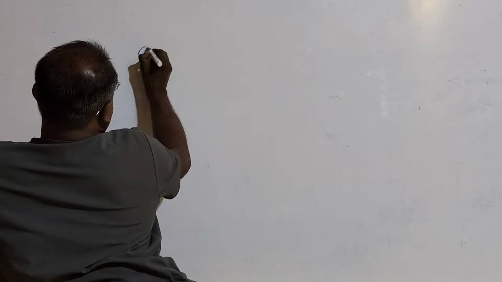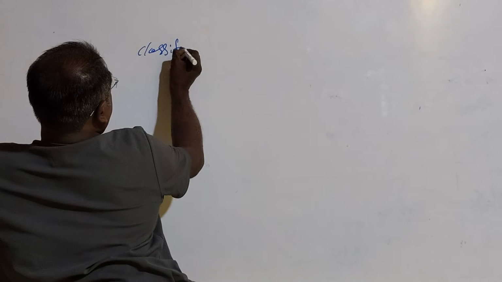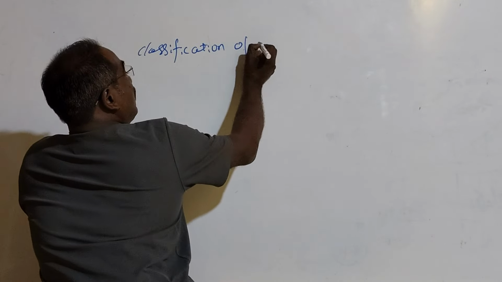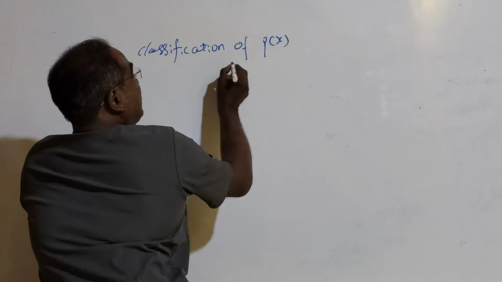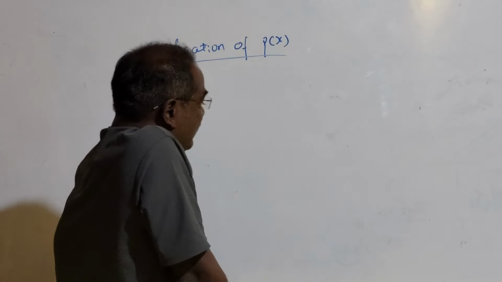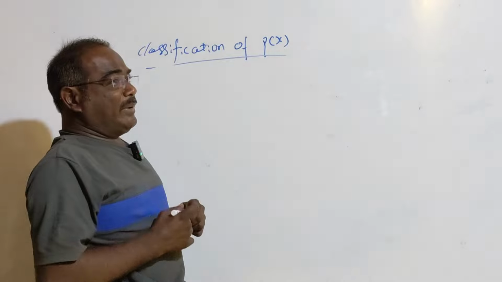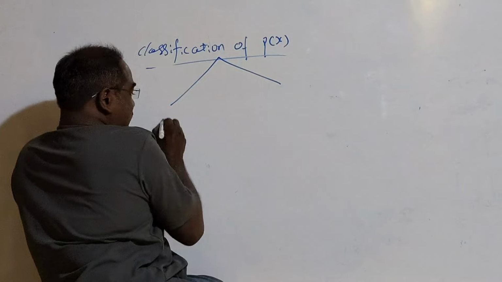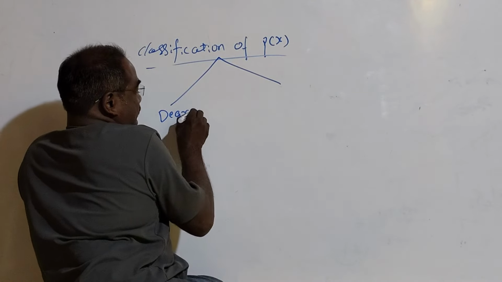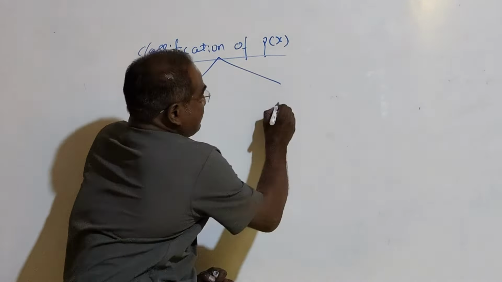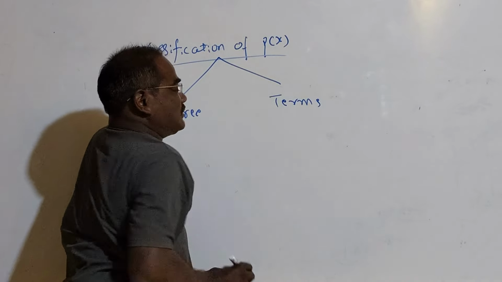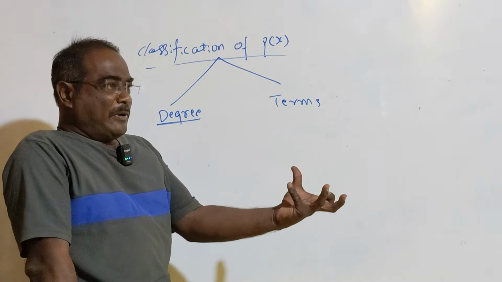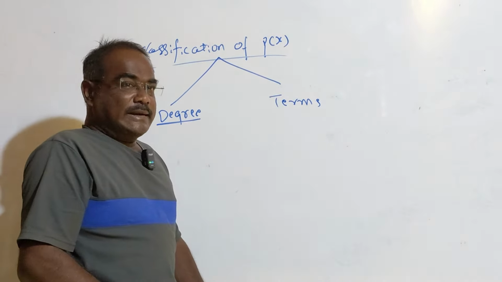Now, classification of polynomial. Here p of x is the representation of a polynomial. Classification of polynomial is of two types. The first one is based on degree. The second one is based on the number of terms. What is degree? The highest power of the variable is called the degree.